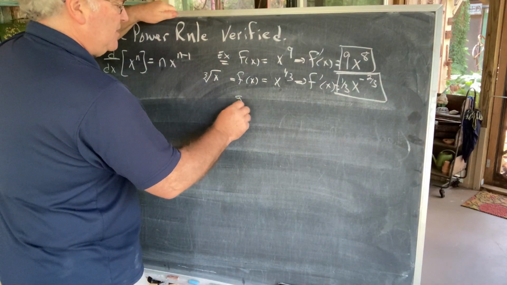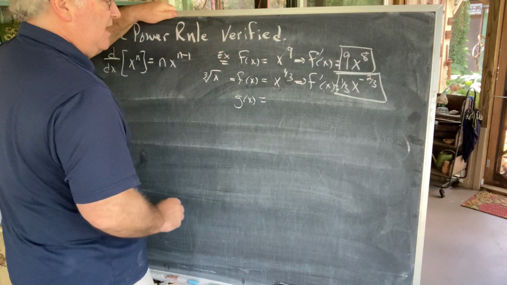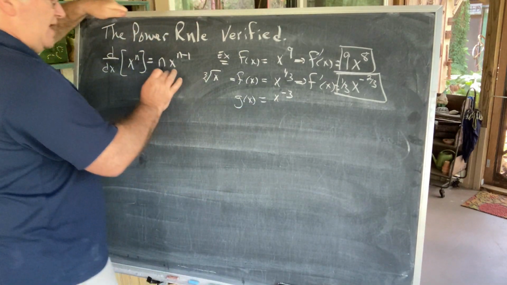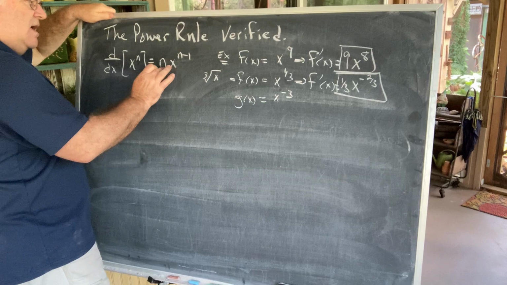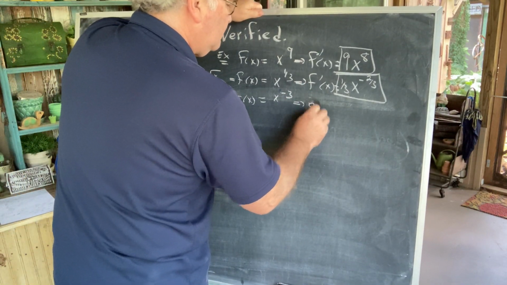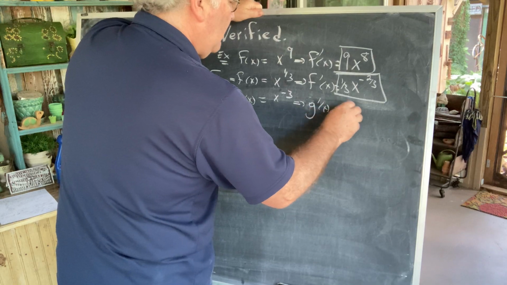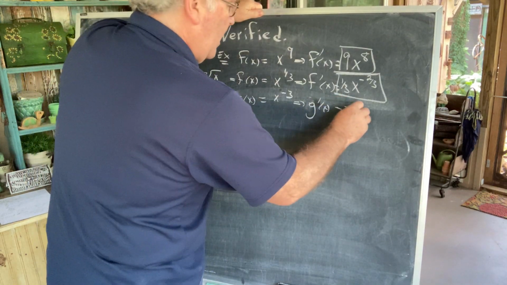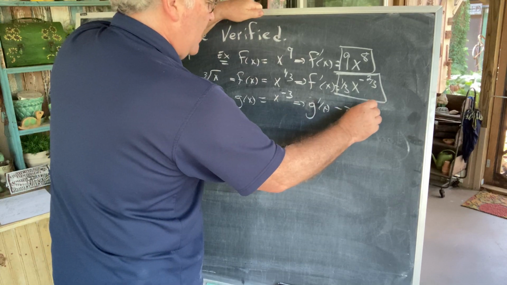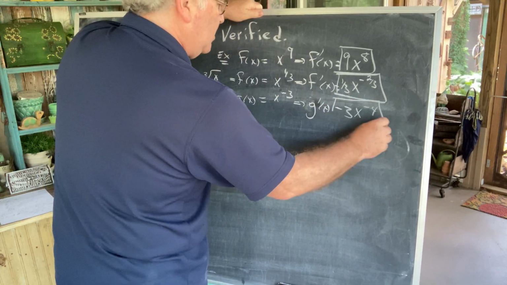Suppose, I'll just change some letters, suppose g of x is, let's say, x to the negative 3. Then it's the same rule. n is now negative 3. So negative 3 is now the coefficient. x raised to, I need negative 3 minus 1. Remember, that's negative 4, not negative 2.